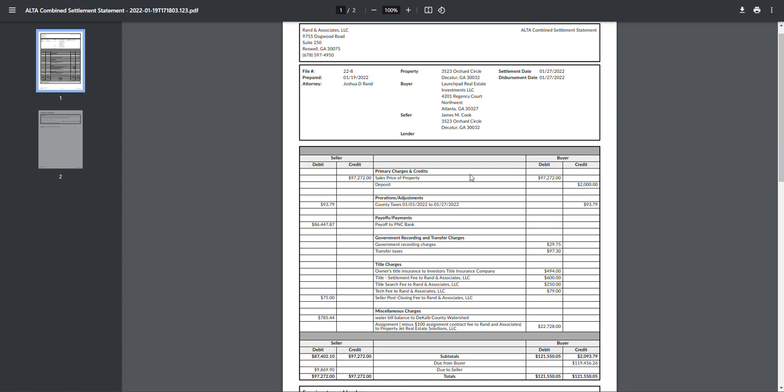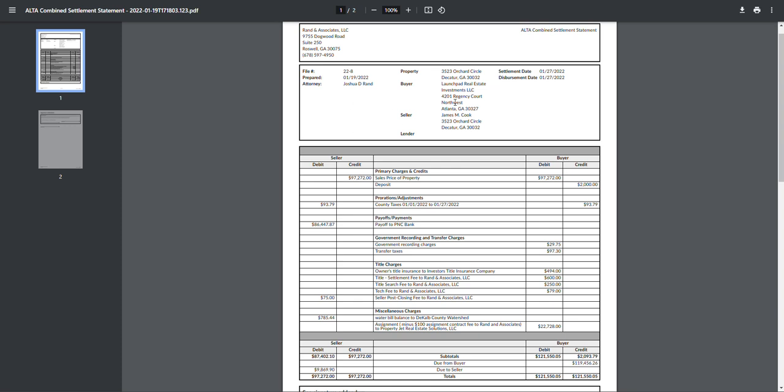And this is an example from an assignment transaction, not a double close, but an assignment. So in this example, the sheet is broken into different sections, right? You have the top section. This is going to house the closing attorney or title company's information.